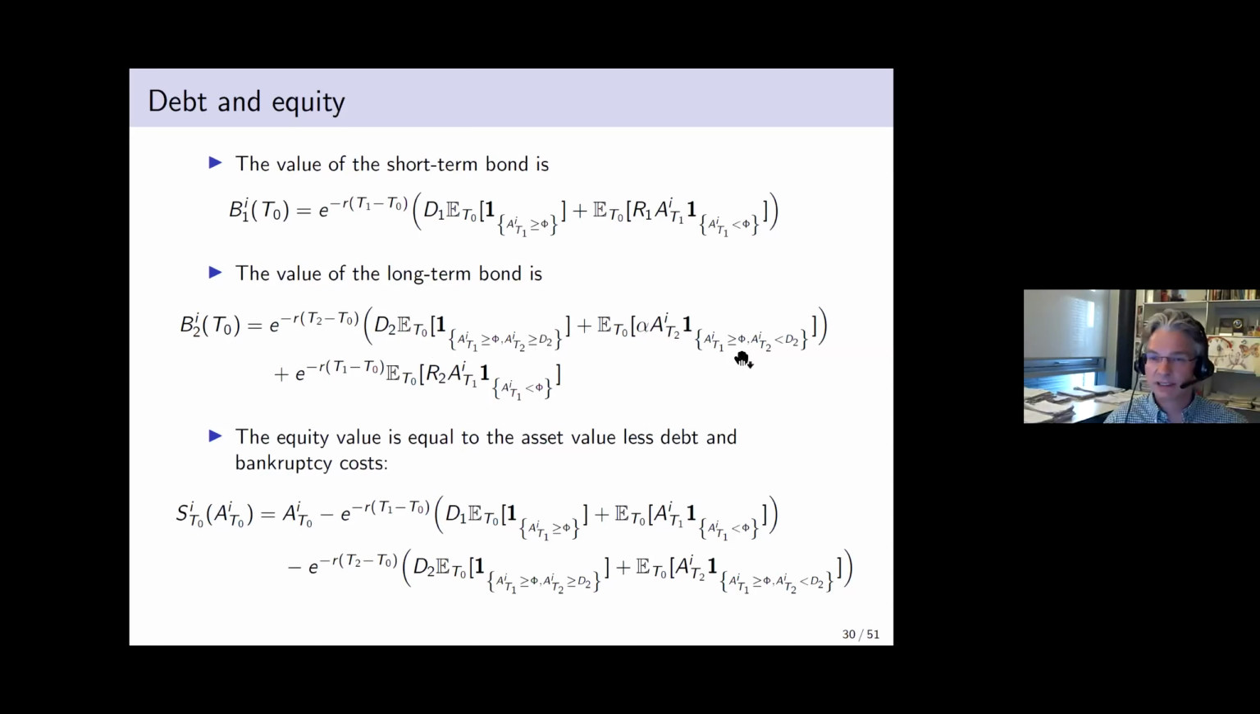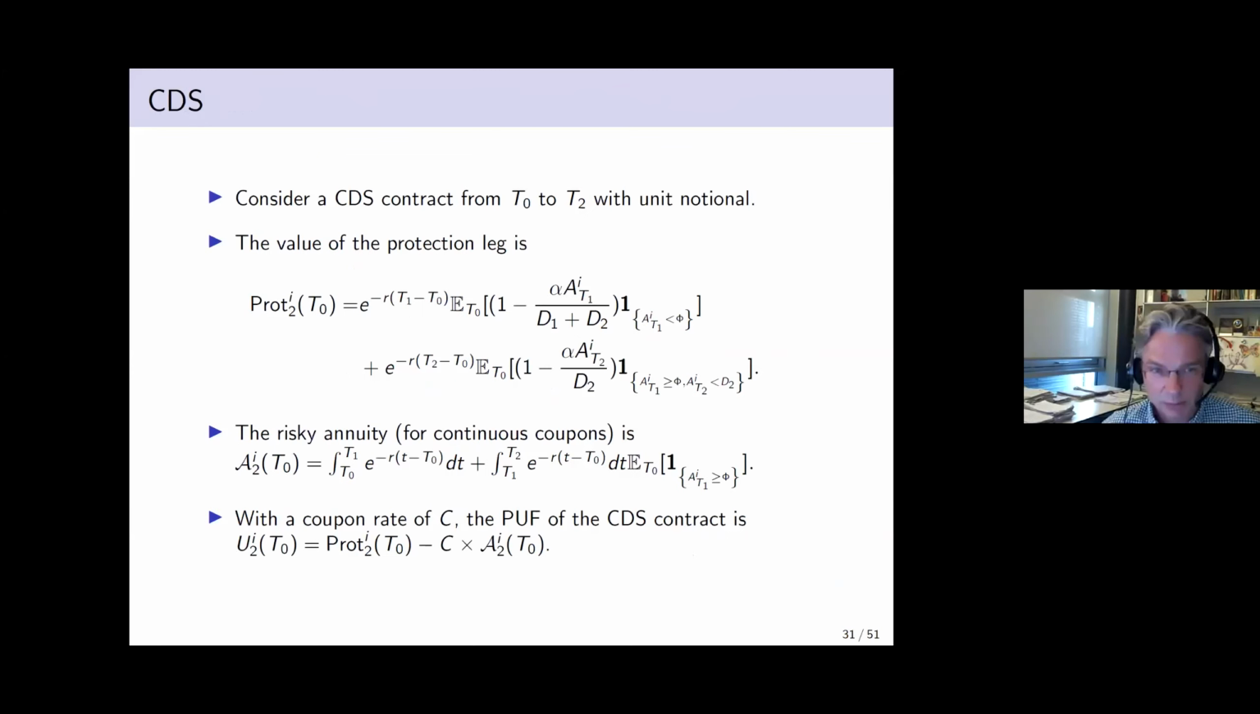If at the last date, the asset value is below the promised payment, but there has not been default at the intermediate date, then you get the recovery. And lastly, you get a term, which is the recovery that happens at date T1, if at the intermediate date there had been a previous default. And then, of course, the stock price would be priced similarly. All these options can be priced in closed form.